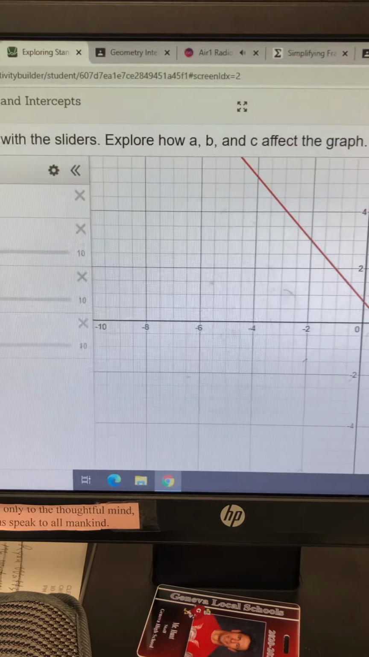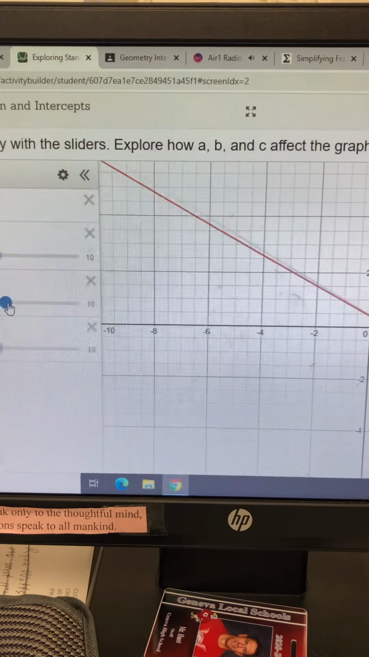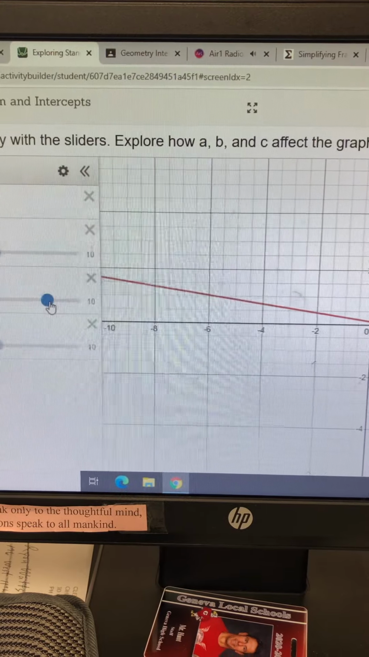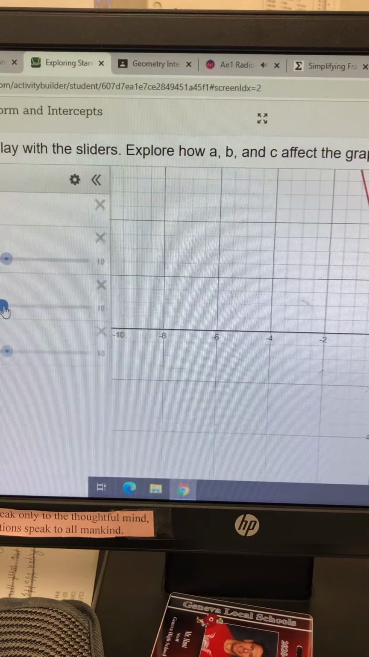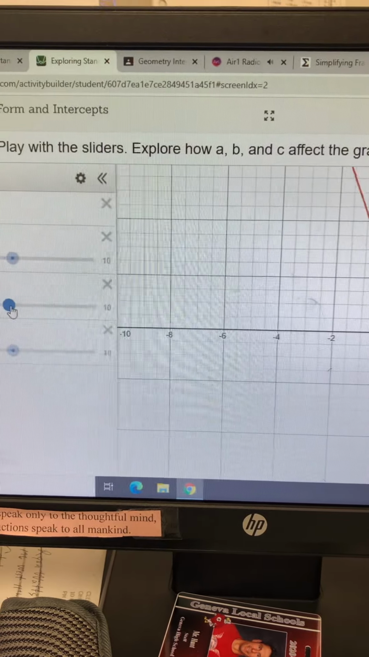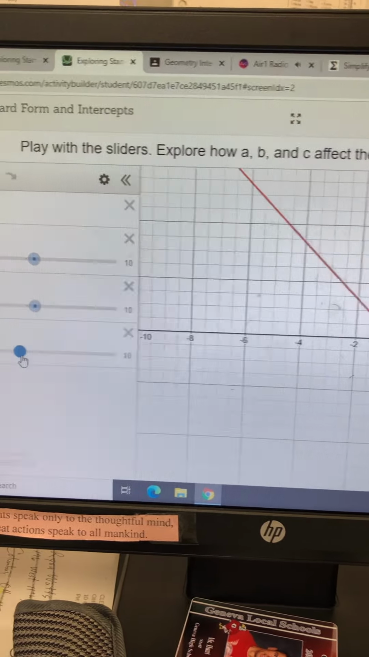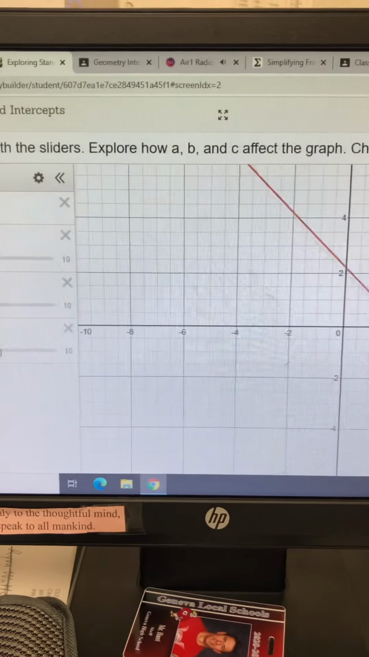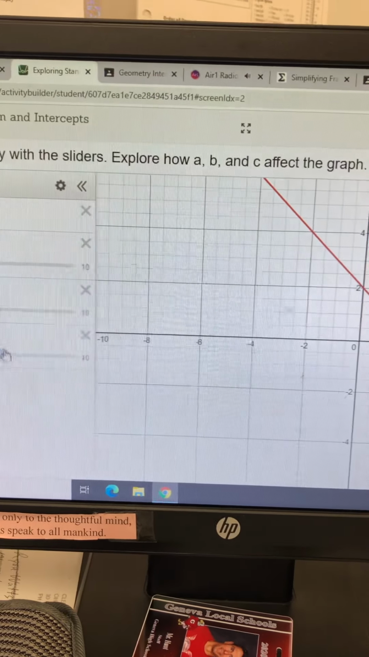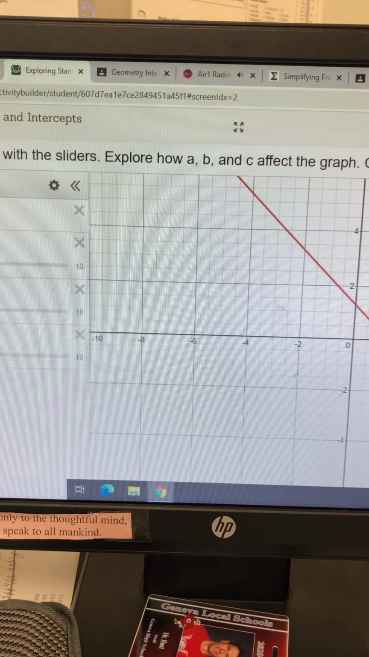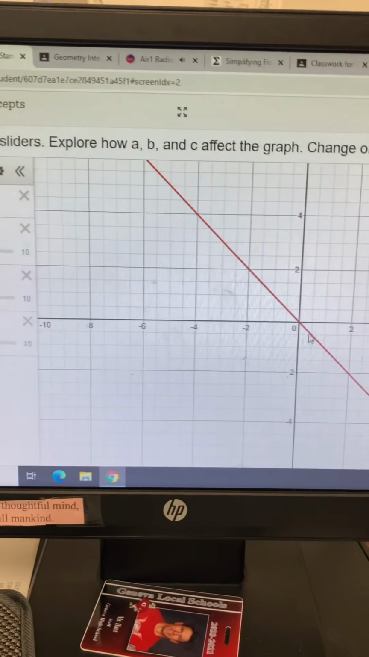Right there. Okay, and then the B also. The greater that one is, it goes that way and then goes back that way. So just taking a look at what you would be multiplying the y by. Let me set that back at 1. Okay, and then C just moves it up and down the y-axis, actually, just moving that line up and down the y-axis. And I'll put that back at 1 also, right there. If we set it at 0, it should go right through the origin right there.